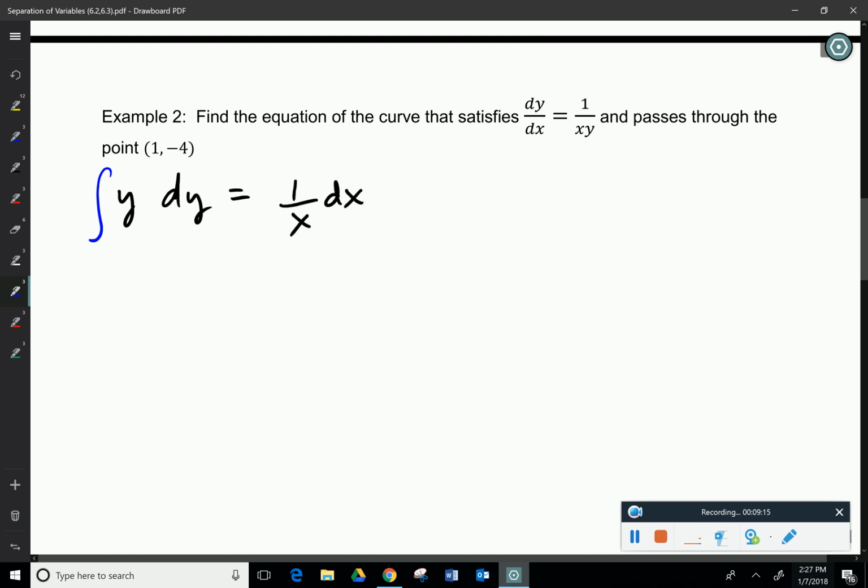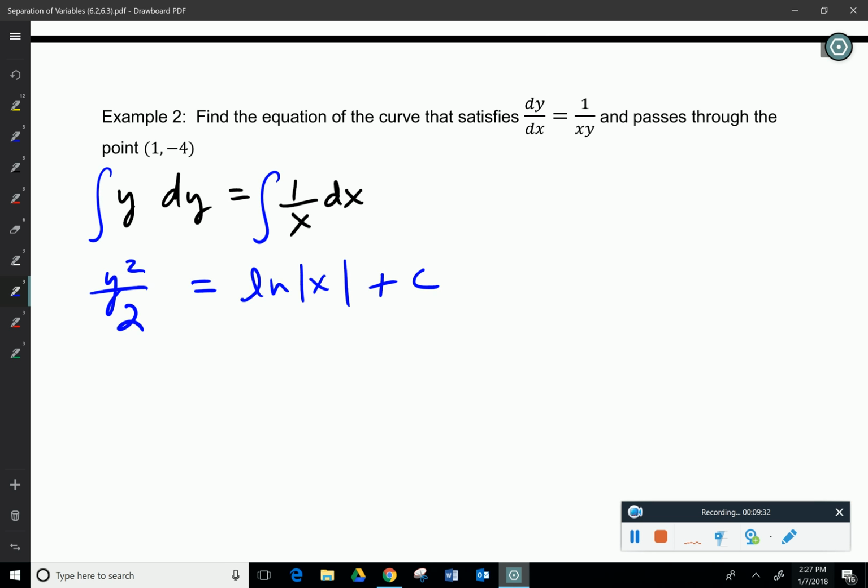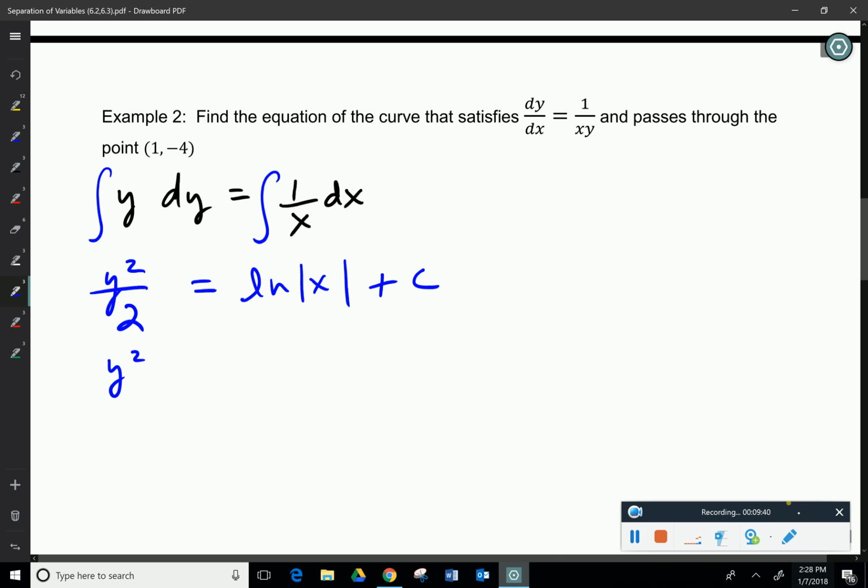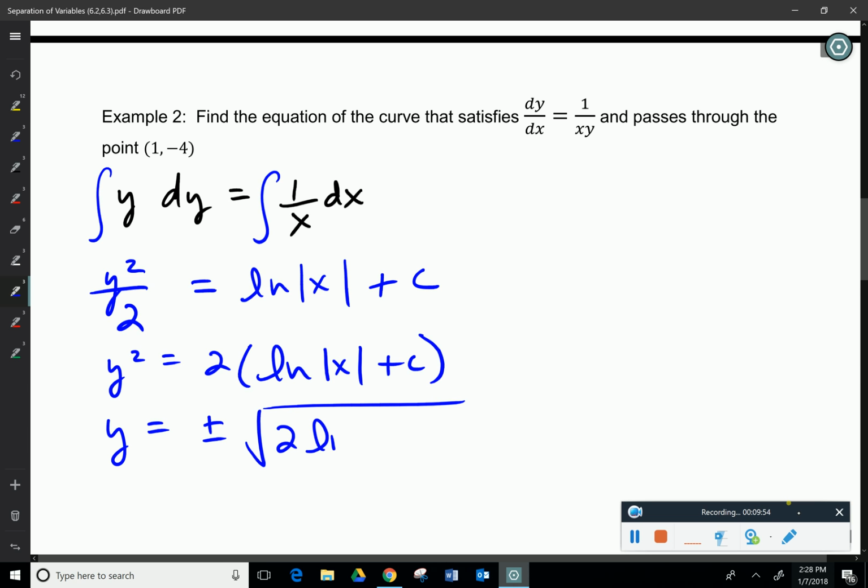So if I integrate both sides, I'm going to say y squared over 2. I'm not going to worry about the plus c. On the other side, the integral of 1 over x would be natural log of x. I'll go ahead and put my plus c, and that'll represent both of the constants. And I'm going to go ahead and solve for y. So I'm going to multiply by 2. So y squared equals 2 times all of this. And then I'm going to take the square root. So y is plus or minus square root of 2 times this log.